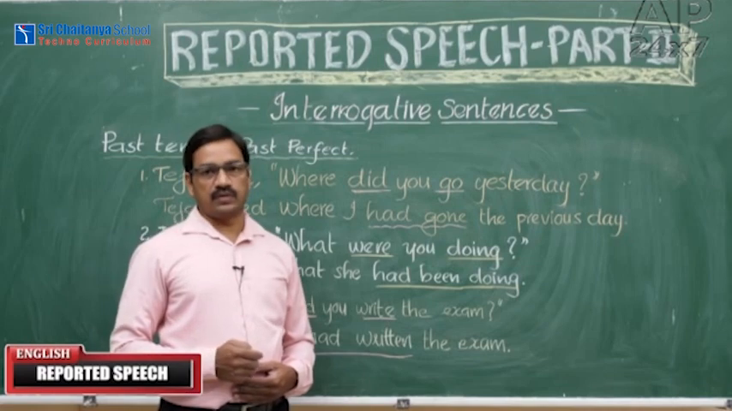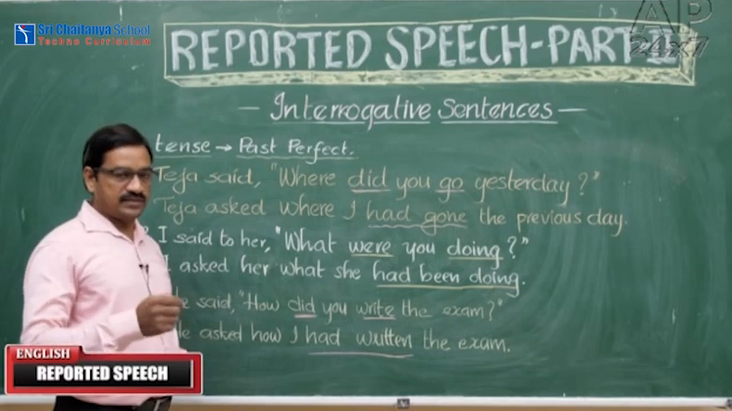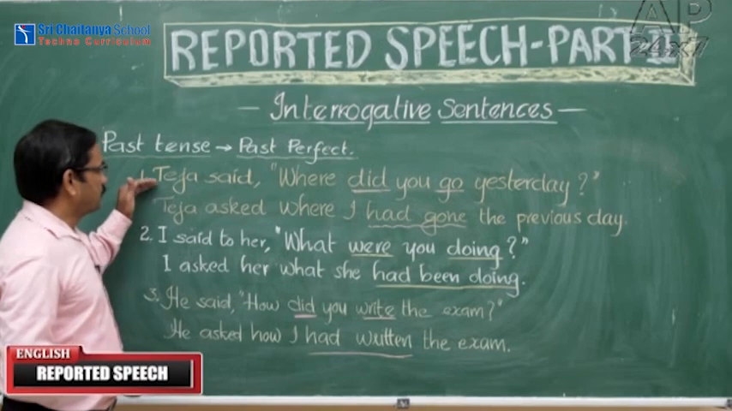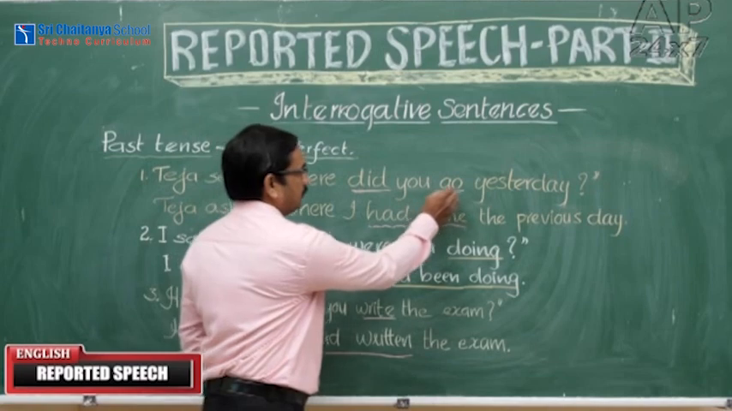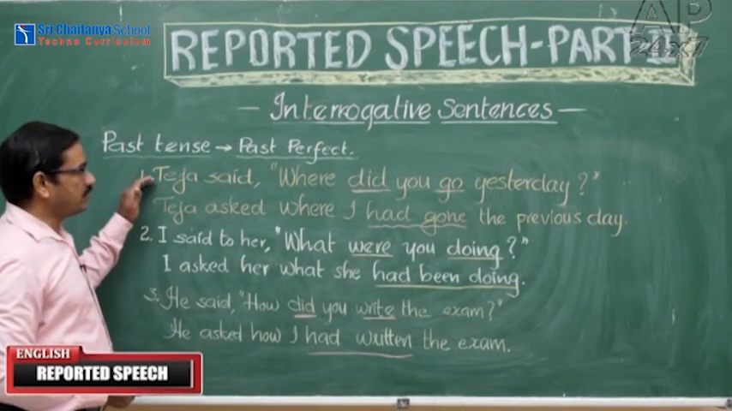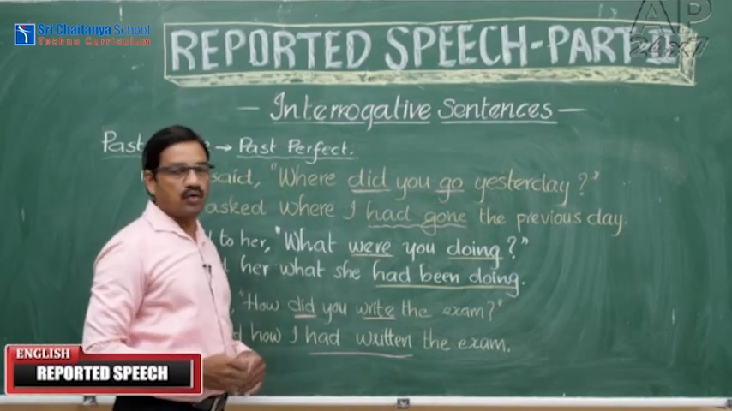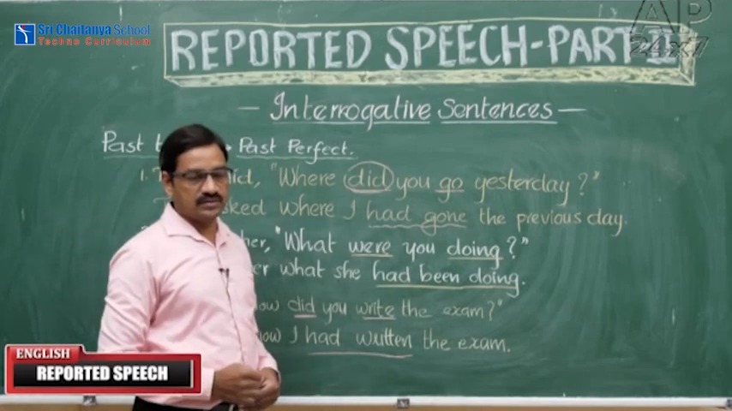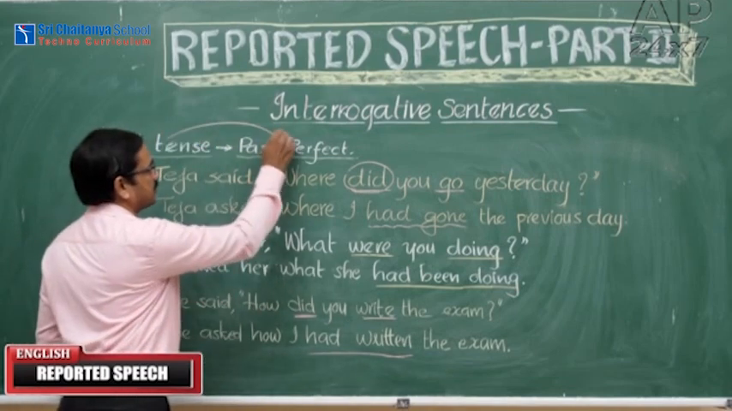Let's see a few examples of past tense interrogative sentences. Past tense, as we know, will be changed into past perfect form. Teja said, where did you go yesterday? So did go, that is a past tense interrogative sentence. Teja asked where I had gone the previous day. So did is the past tense. Remember, past tense we have to change it into past perfect tense.